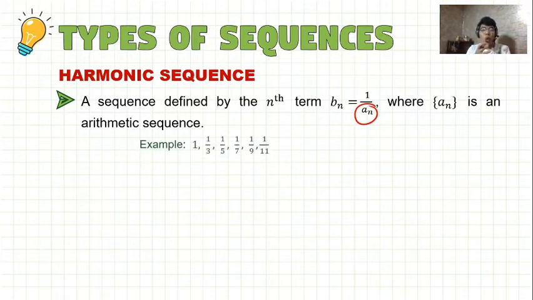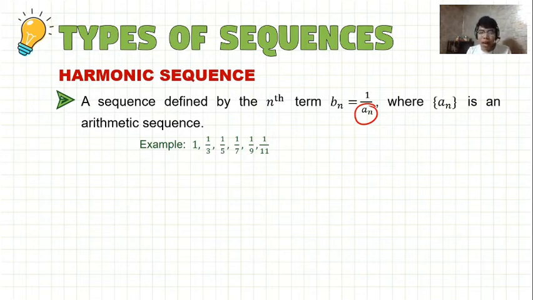Example, ito: 1, 1/3, 1/5, 1/7, 1/9, 1/11. As you can see, yung denominators natin ay 1, 3, 5, 7, 9, and 11, which is an arithmetic sequence. Yung common difference ay 2. Okay? So, therefore, madali lang malaman ng harmonic. Tingnan nyo lang yung denominator. If ang denominator niya follows an arithmetic sequence, then it is harmonic.